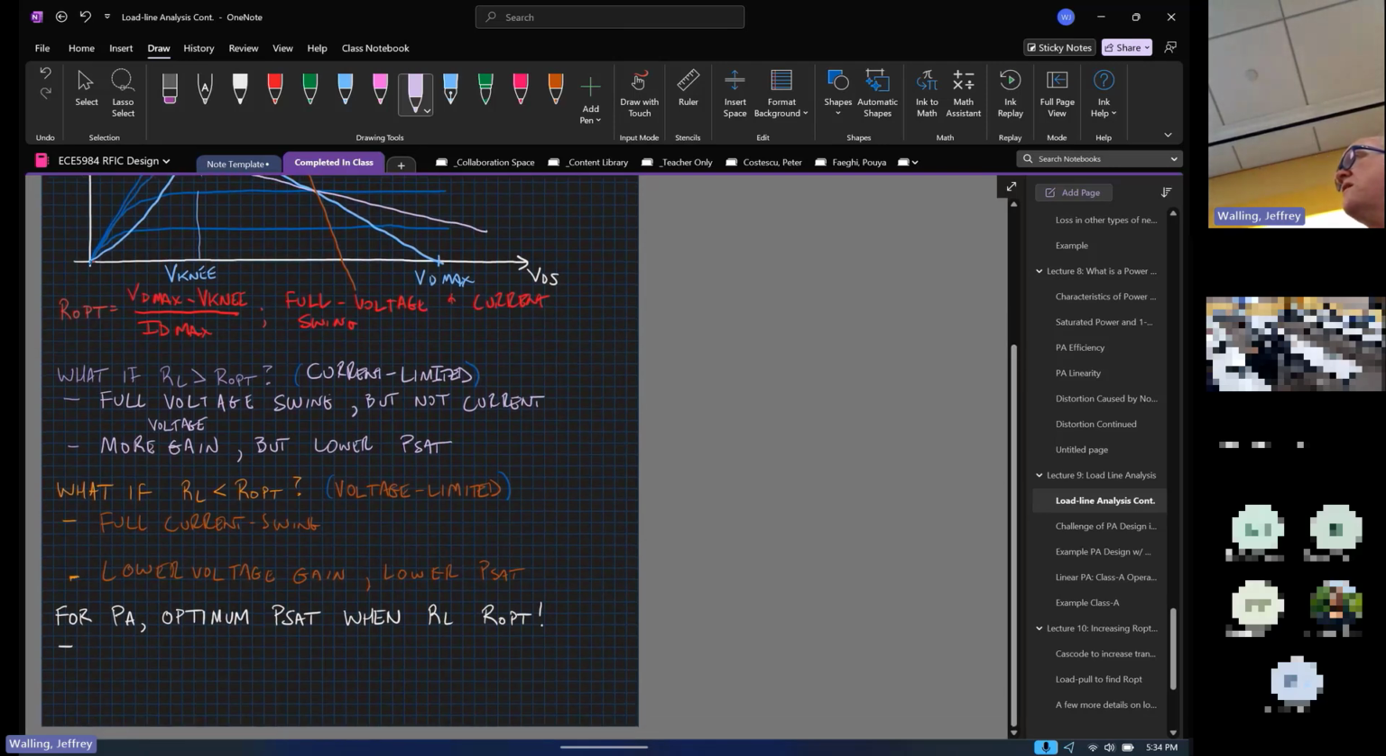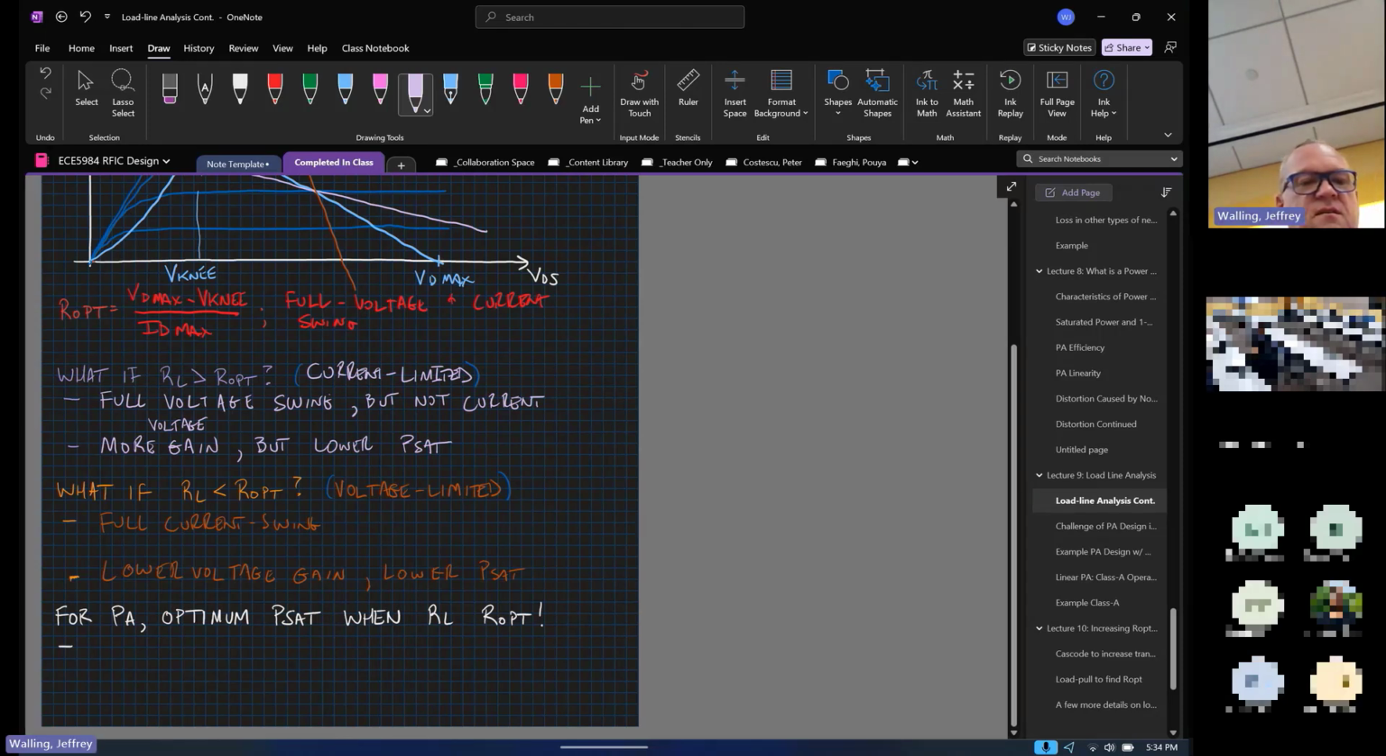On the voltage limited case, we're saying lower voltage gain. We have a lower impedance. That might mean we get more current gain out of the device, and might ultimately lead to higher power gain, depending upon the conditions. But it's always going to lead to lower saturated output power.